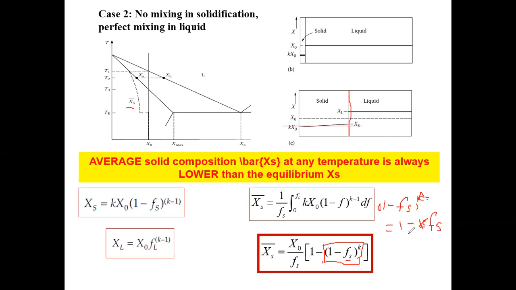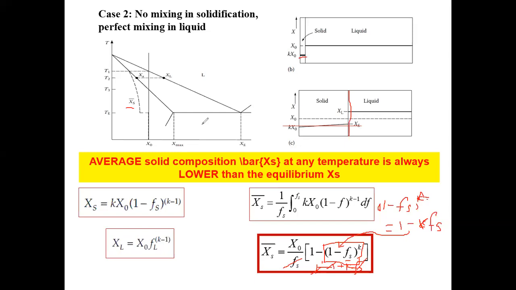Now, if you plug this back into the equation, what do you have? You have 1, minus 1, and then plus kfs. Does this make sense, everyone? These two cancel one another, and the fs also cancels. The only thing you have is a factor of k times x naught. But what is k times x naught? It's the composition at the beginning of the solidification process. Does this make sense to everyone?